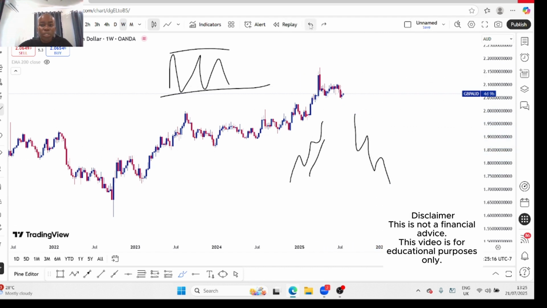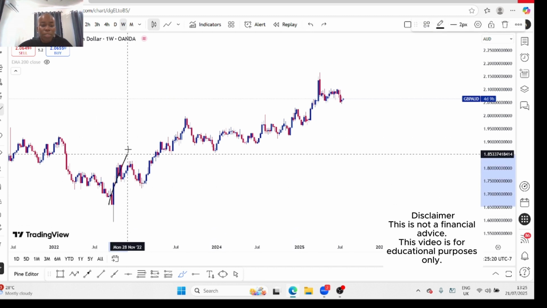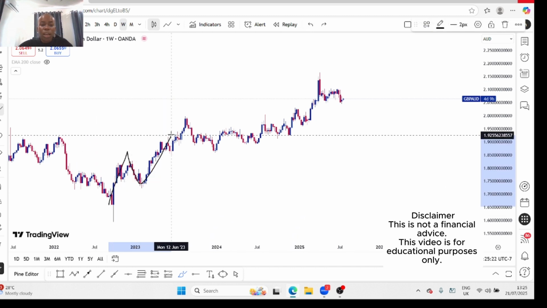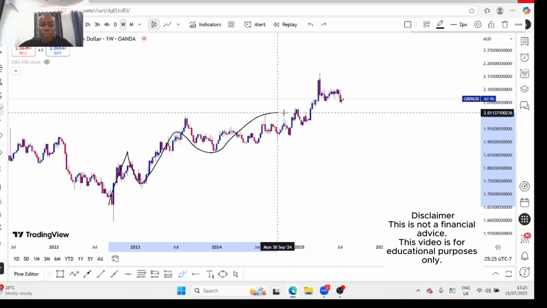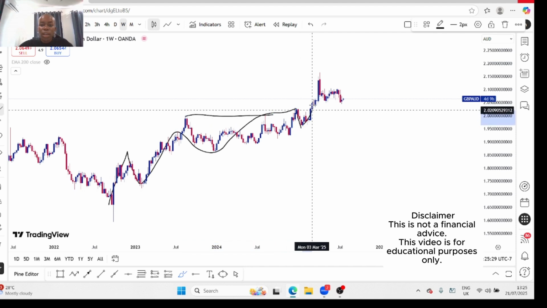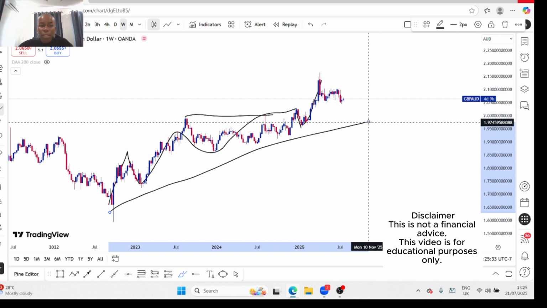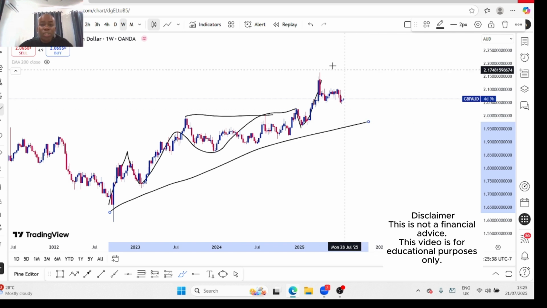So from what we have here on this pair, this is GBPAUD, like I said, price has been making a series of higher lows and higher highs, because price took out the structure here. So higher lows, higher highs. We are in a clear bullish market. So GBPAUD from the weekly perspective is in a bullish trend.